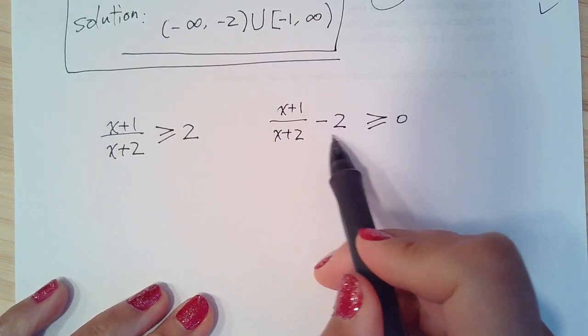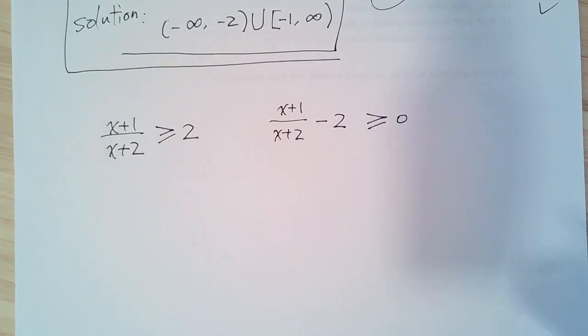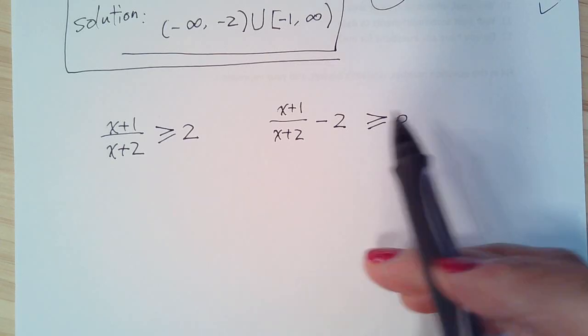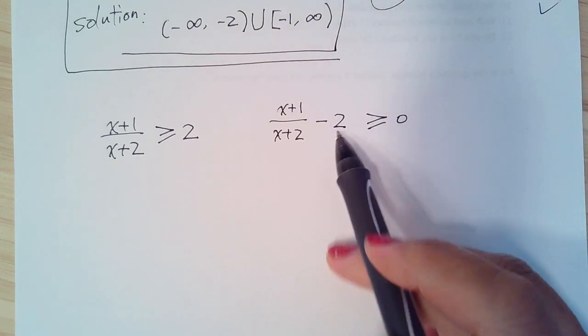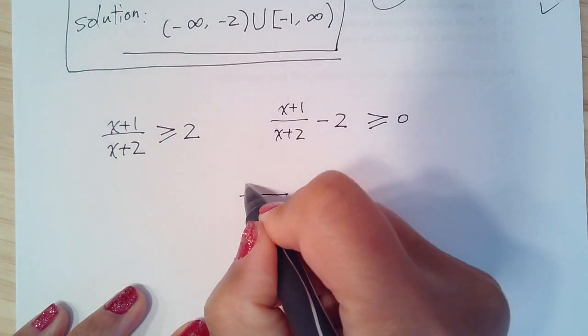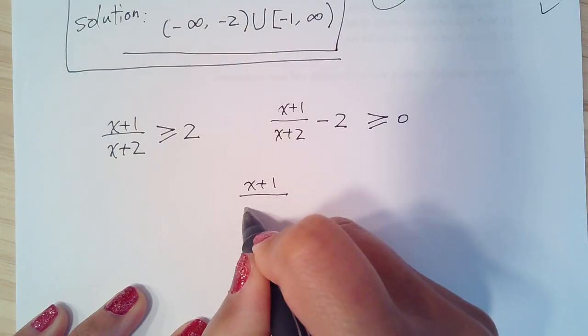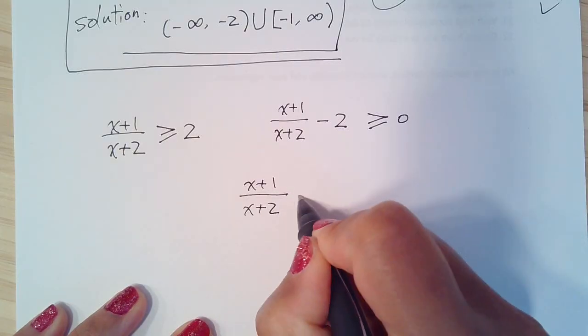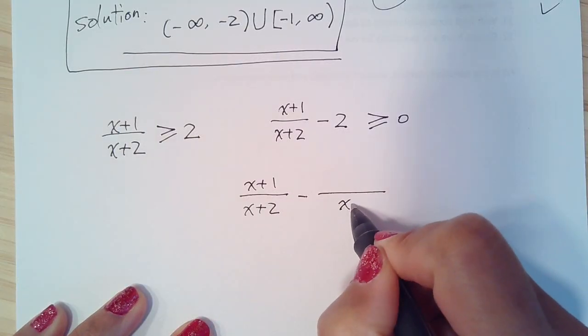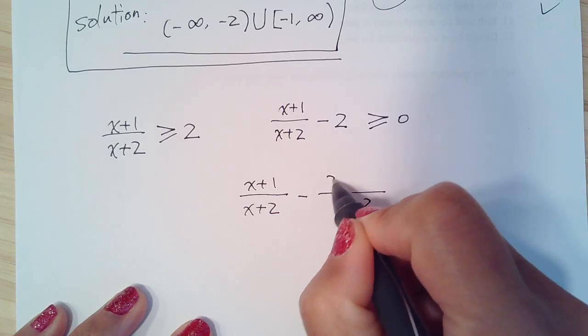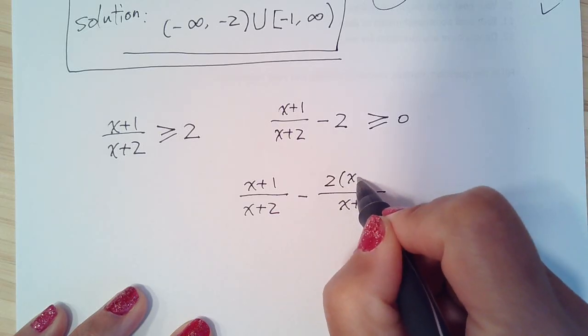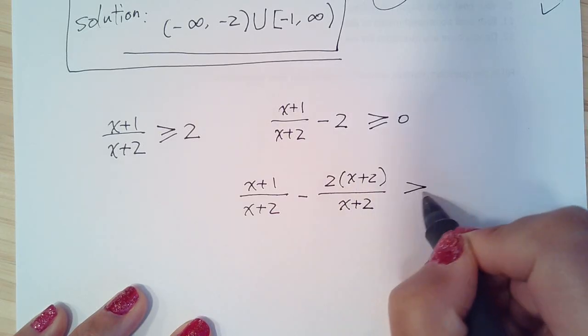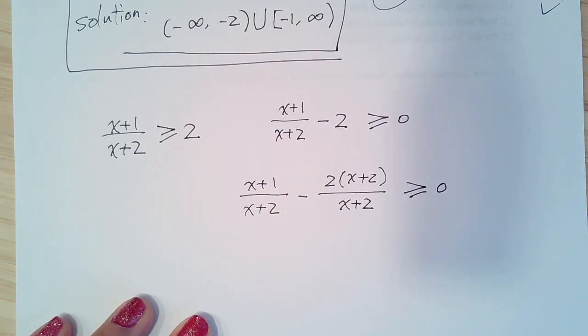And then here we have to make that as a rational function because we cannot do this right now. Then we're going to use the least common denominator. The first part is (x+1)/(x+2), and this one we have the least common denominator x+2. And here will be 2(x+2) greater than or equal to 0. You see what I'm doing here?